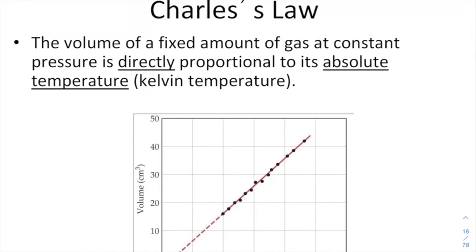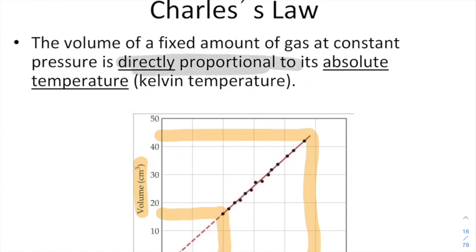All right. So here again we're talking about Charles' law, and the volume of a fixed amount of gas at constant pressure is directly proportional to its absolute temperature in Kelvin. So here's our volume and here's our temperature. And notice down here, they're both relatively low, but right up here, they both get higher. So as one increases, so does the other, or we could say as one decreases, so does the other. So whenever you have a directly proportional relationship, it will plot out as a straight line.